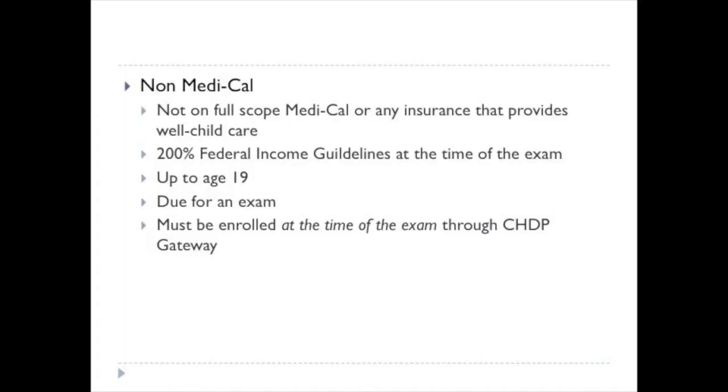The second category of children that is eligible to receive CHDP services is children without Medi-Cal. These children are not on any insurance that provides well child care. The child's family must meet the 200% federal income guidelines at the time of the exam, and the child must be 19 years of age or younger. As with all patients, this child must be due for an exam per the periodicity schedule. As a provider, you must enroll this child through CHDP Gateway at the time of the exam.